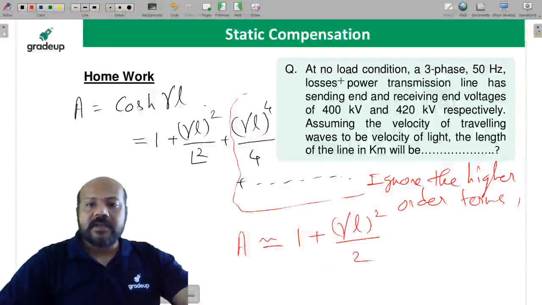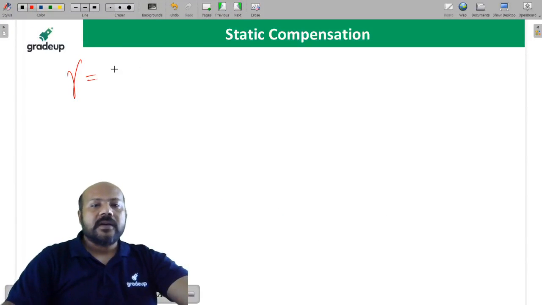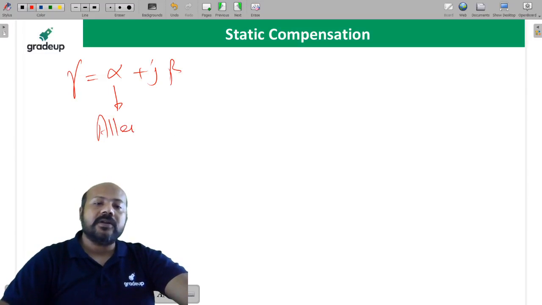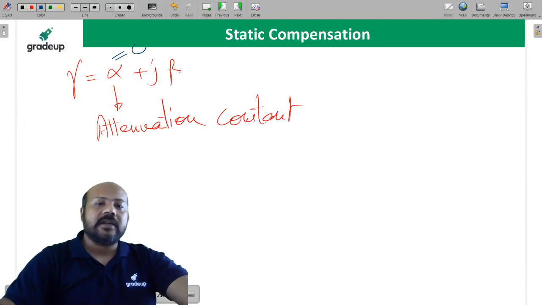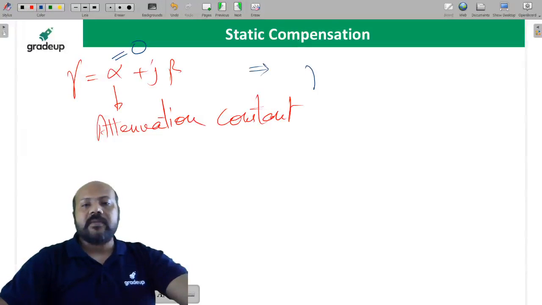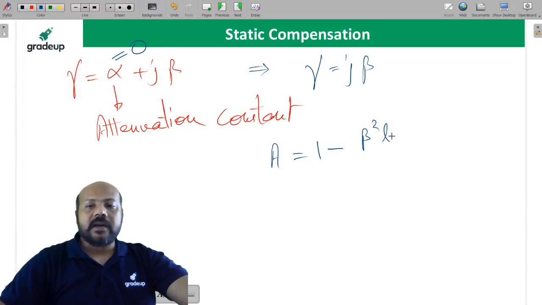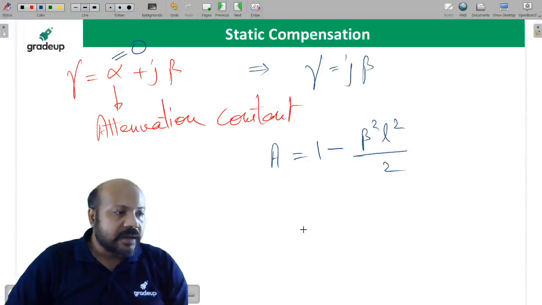Now he is saying that this is a lossless power transmission line. When it is a lossless line, it means what? Gamma is alpha plus j beta, where alpha represents the losses in the line, and this is called the attenuation constant. So for a lossless line this is going to be 0, so gamma is equal to j beta. Just put gamma is equal to j beta in this equation and you will get A is equal to 1 minus beta square L square by 2. Is it clear to all of you? Are you getting this idea or not?